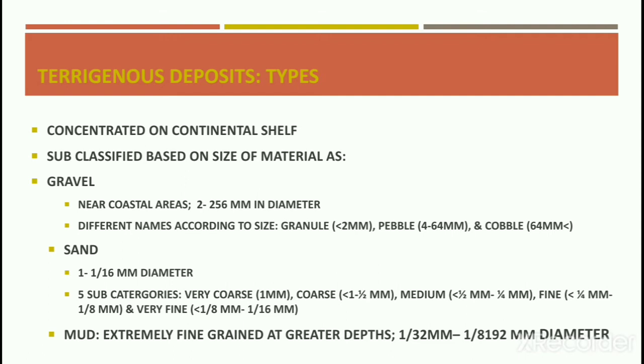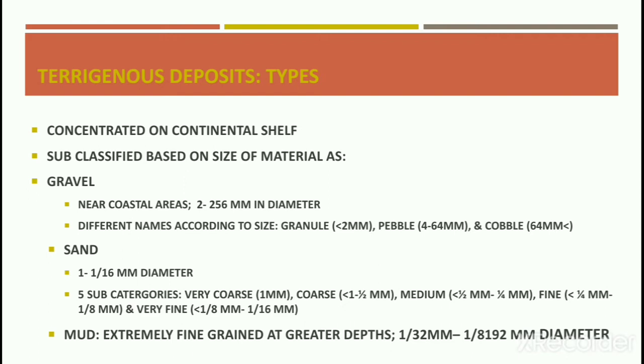These deposits are composed of grains of different sizes, and their size decreases with the depth of the ocean. Depending on the size of the grains, the terrigenous deposits are further classified into gravel, sand, and mud. Gravel are generally rough deposits with a large grain size, where the diameter varies from 2 to 256 millimeters.